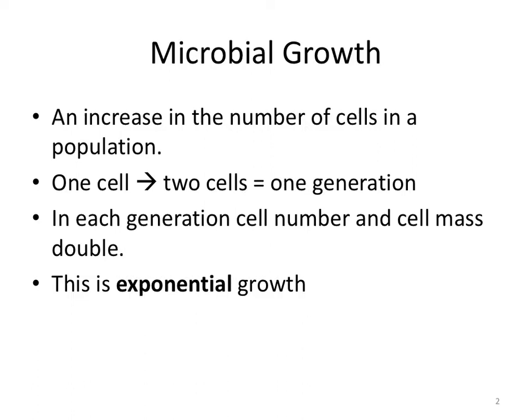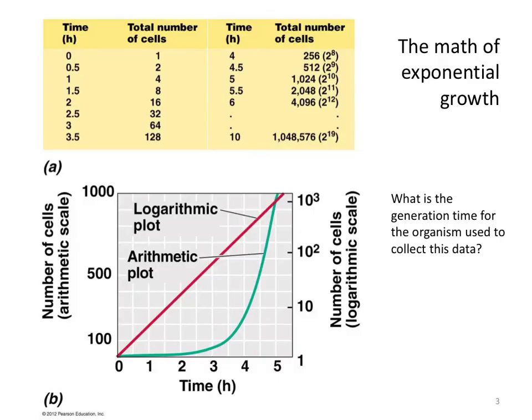In each generation, cell number and cell mass double. This kind of growth pattern is referred to as exponential or log-type growth. Let's think a little bit about the math of exponential growth. When you graph exponential growth on an arithmetic scale, you see a curve such as the green one shown in this figure.